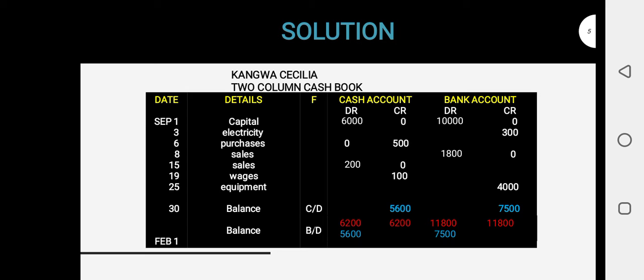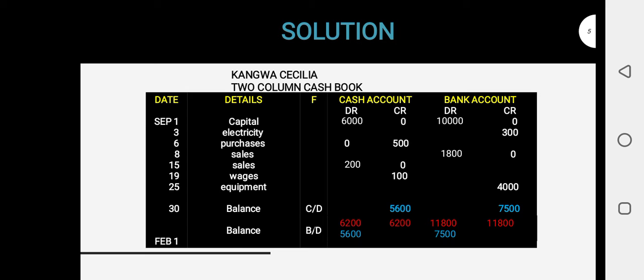If you go to the bank account, you are seeing that it was affected by how much? We gave out how much? 300. Purchases on the 6th, we bought purchases using what? The cash account. The cash account was affected by how much? 500, which was given out because it came from the cash account.